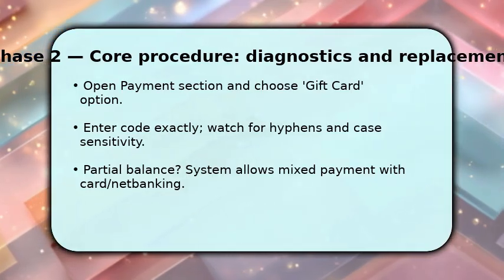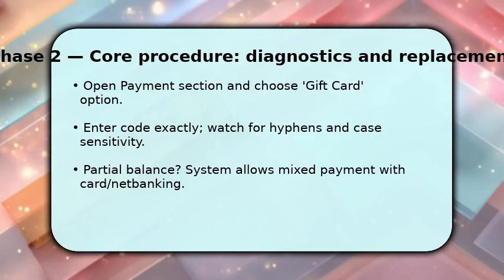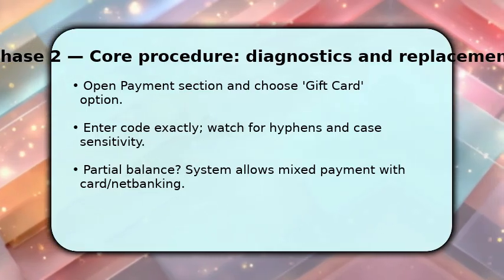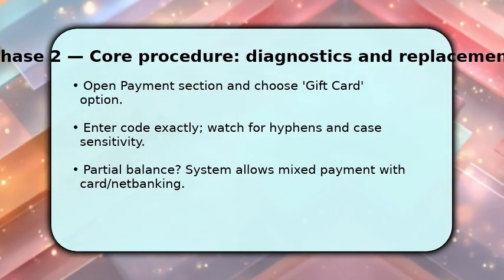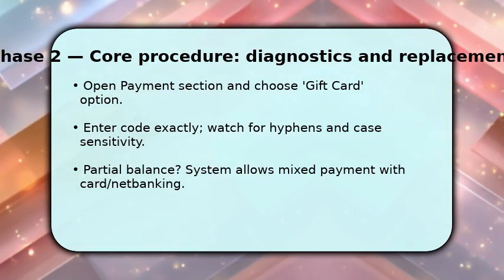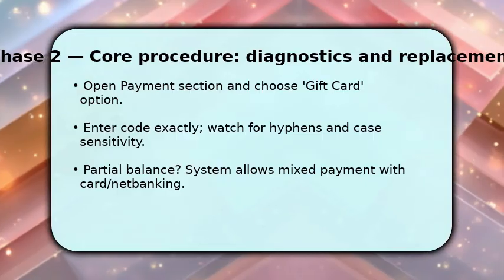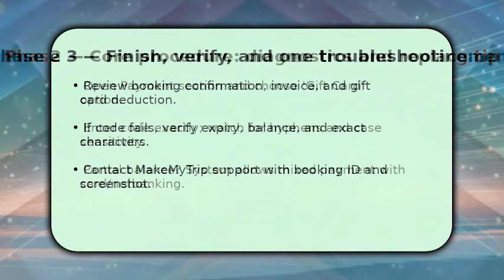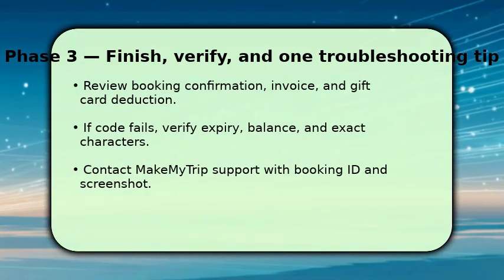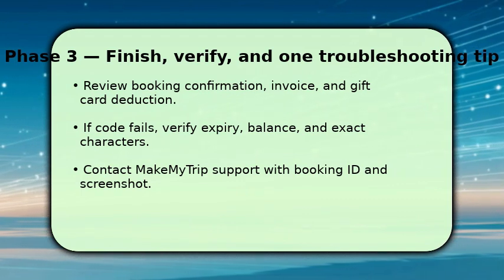If the full fare isn't covered, make sure to choose a secondary payment method for the remaining amount. Once the gift amount reflects in the total, double-check fees and taxes, then confirm payment to lock the booking and receive instant confirmation. You finish by reviewing the booking confirmation and invoice to ensure the gift card deduction is visible. This prevents surprises at check-in.